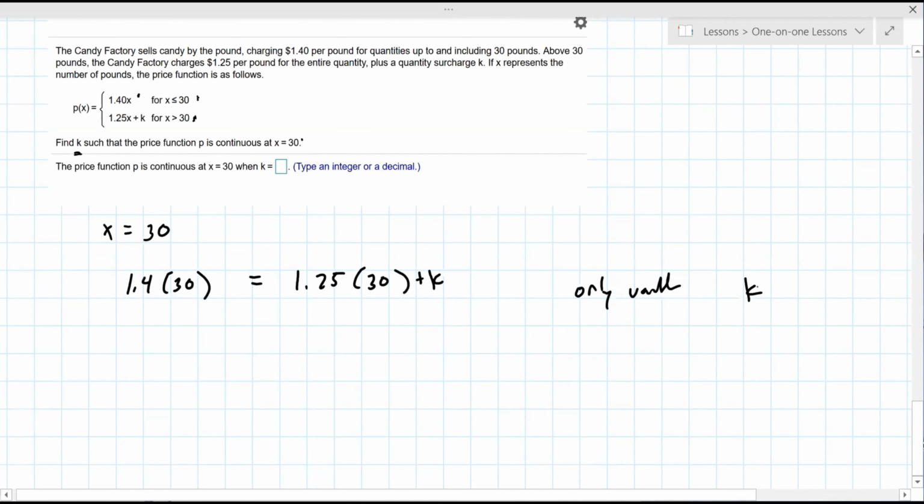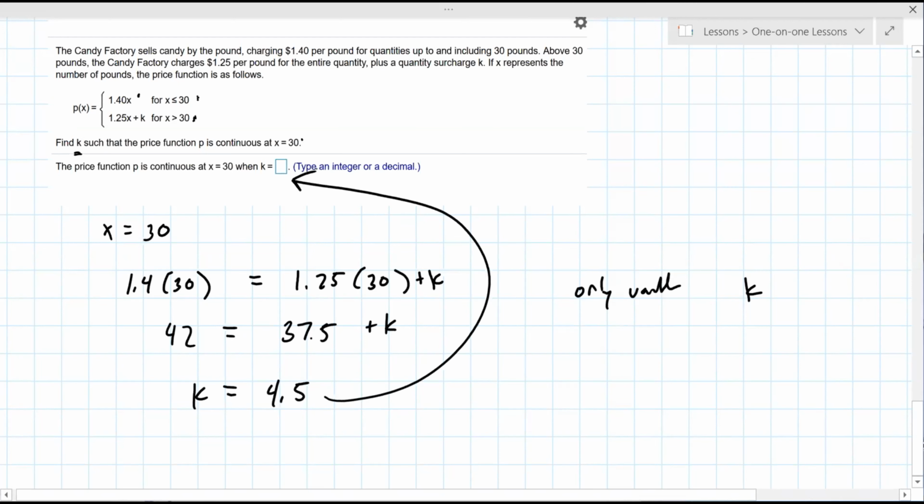So 1.4 times 30. I don't know what that is right offhand. So with that, that's 42. 42 equals 1.25 times 30, that's 37.5, plus k. So k is going to equal, I guess, 4.5. And that's what it's looking for. Sweet.